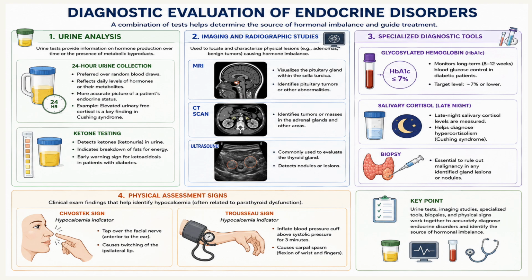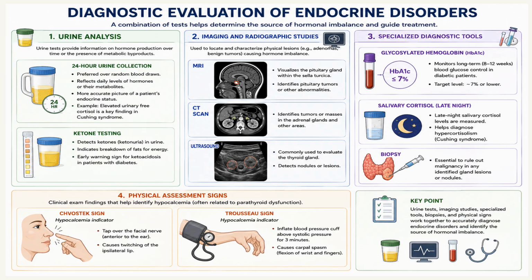Now, in addition to lab testing, imaging and radiographic studies help identify structural abnormalities that could cause hormone imbalances. For example, magnetic resonance imaging or MRI, or computed tomography, a CT scan. These are frequently used to visualize the pituitary gland and the adrenal glands and to identify any tumors, adenomas, or other lesions. Ultrasound is commonly used to evaluate the thyroid gland for nodules, enlargements, or other abnormalities. Several specialized diagnostic tools are also used in endocrine assessment.